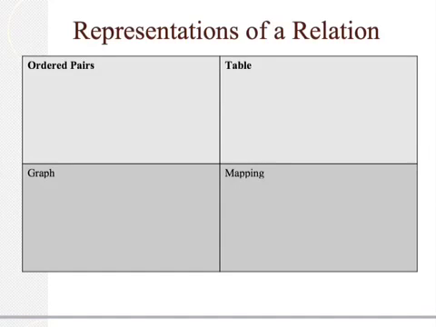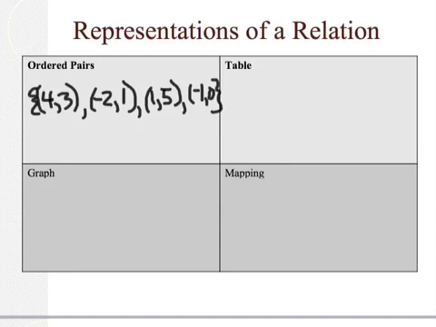I just wanted to show you in a real graphic way that ordered pairs, tables, graphs, and mapping are four different, distinct ways that you're going to be asked to show a relation. So I'm going to do that right now. Let's just say that these are the ordered pairs that make up a relation. We can write these ordered pairs in a number of different ways. By the way, there's no limit on the number of ordered pairs that can make up a relation.